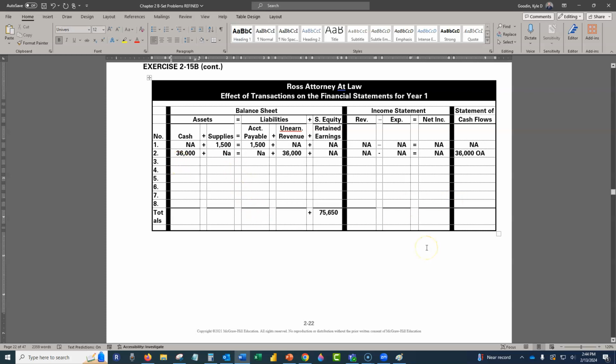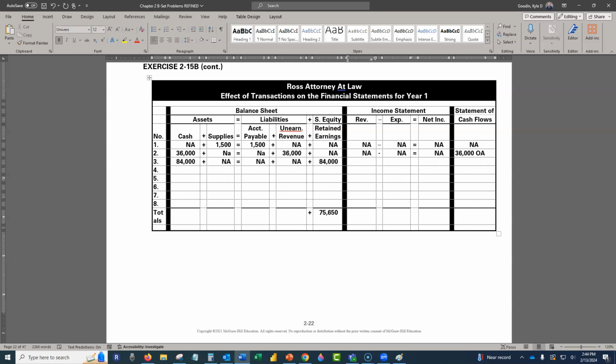All right, transaction number 3. It tells us that we performed legal services for cash of $84,000. So automatically we know we got an increase in cash of $84,000. There was no impact to supplies here. There is no impact to accounts payable here. There is no impact to unearned revenue, but there is an impact to retained earnings in the amount of $84,000.